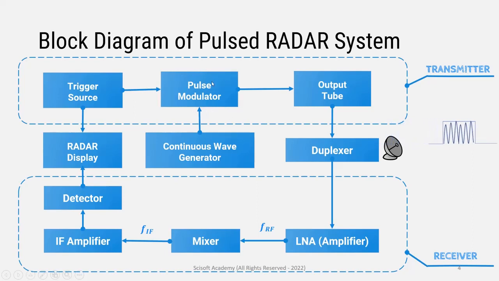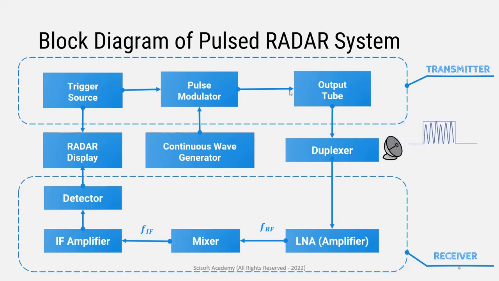After that, the output is going to be given to the output tube for modification. Usually the output tube is going to be a gun oscillator, a TWT (traveling-wave tube) amplifier, or an IMPATT amplifier. From there we are going to give the signal to the duplexer for transmission into the atmosphere. So I hope the transmitter section is clear now.